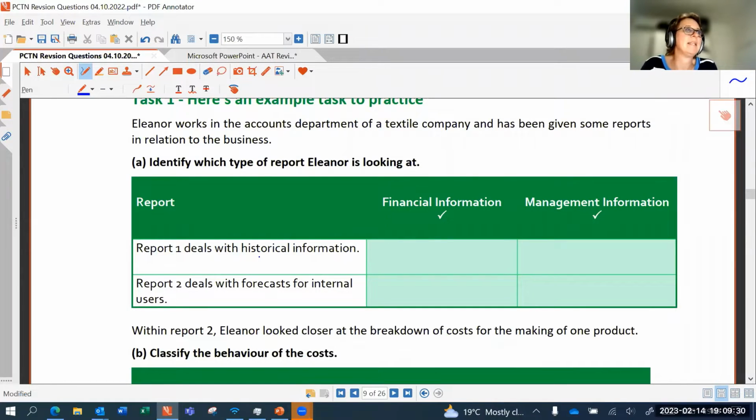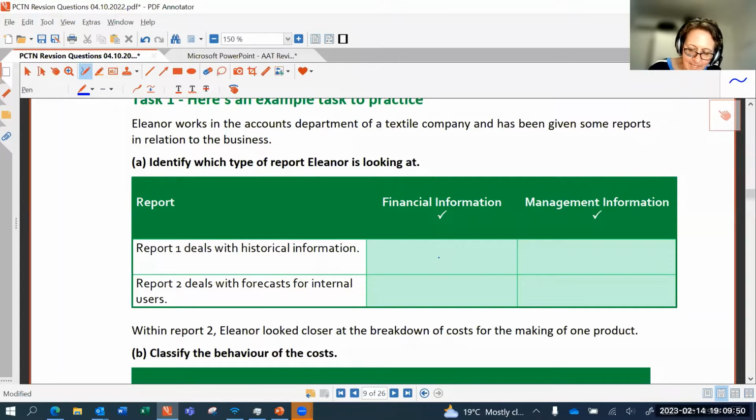And I've got two headings. I've got financial and I've got management information. Oh, I can see some answers in the chat box already. Lovely. So report number 1 then, historical information. I see that we're going with financial for that one. Number 1 is financial. Yes, I absolutely agree.